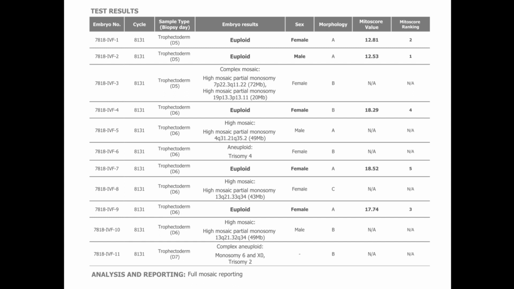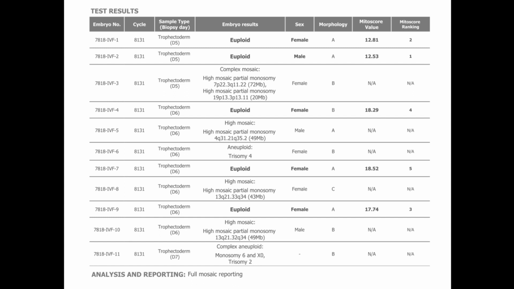I'm not really familiar with the different types of trisomies and what they mean and what they would manifest into if the pregnancy would come to full term. But I also had a complex aneuploid, and I was told that when it's complex, there's more than one issue. So as you can see, that embryo had monosomy 6 and XO and then trisomy 2.